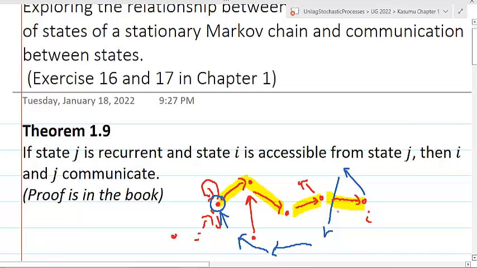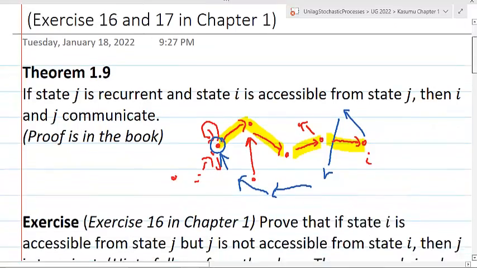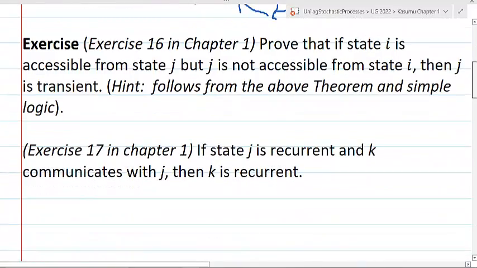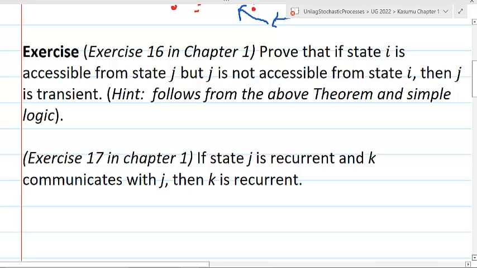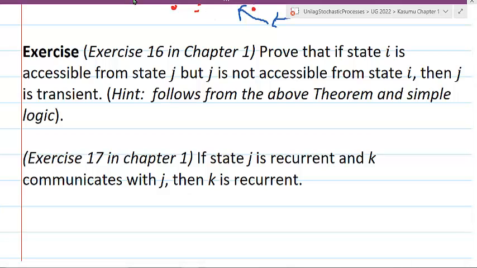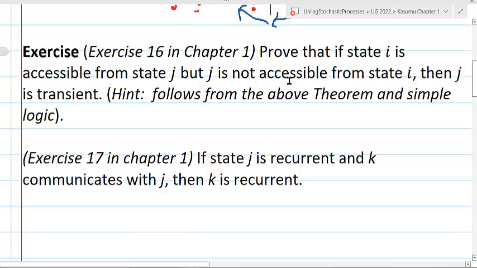All right? So we'll be using this. Let's go on to the next. Now, exercise 16 in Chapter 1 says that if state I is accessible from state J, but state J is not accessible from state I, then J must be transient. Now, actually, there's nothing more you need to prove. Think about what the theorem above implies. In fact, you can use the theorem above and logic to prove this exercise. No more probability is needed.